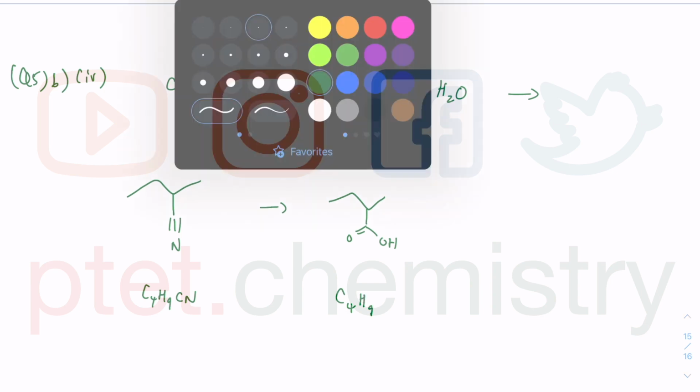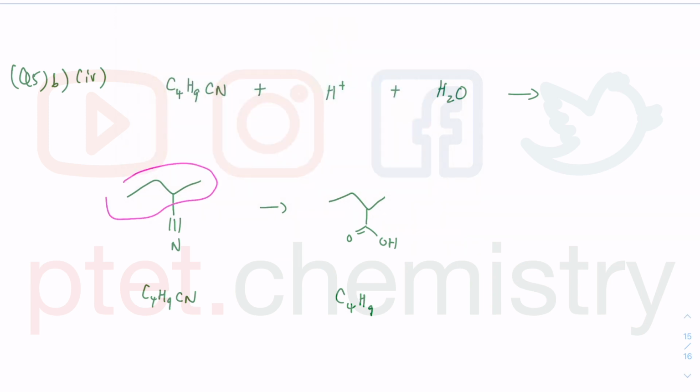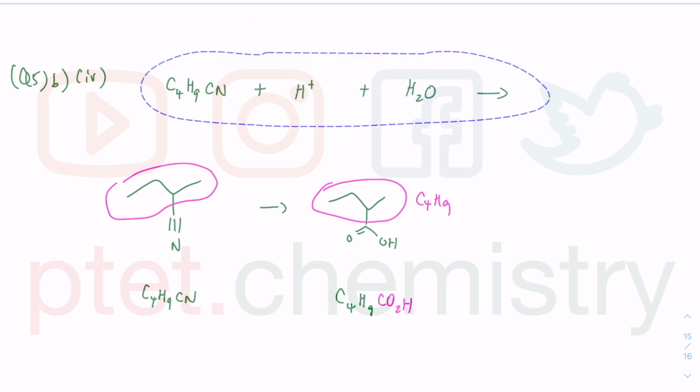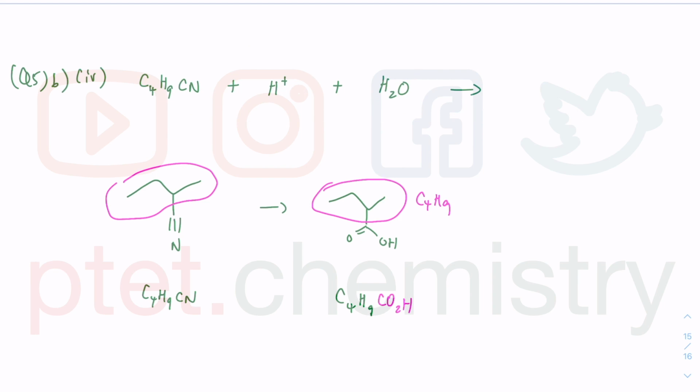Okay, so C4H9 refers to this thing here. So C4H9 refers to that thing there. And then I will have CO2H. So I maintain the same structural formula so that things are not confusing at all. So C4H9, CO2H. What else will I get?